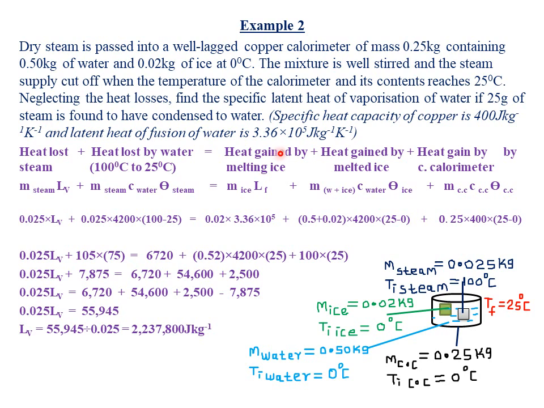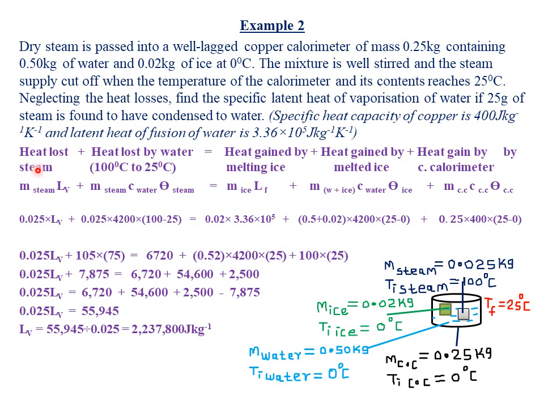Again, we know that ice usually gains heat in two forms. One, the heat gained by the melting ice, that is heat used in the process of melting, plus the heat gained by the melted ice, that is the ice that has already melted from the solid form up to liquid form, which of course is water. Then plus the heat gained by the copper calorimeter. Of course, the copper calorimeter is gaining heat because its initial temperature is 0 and final temperature is 25. So heat gained by the copper calorimeter.